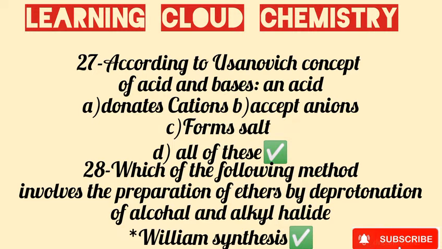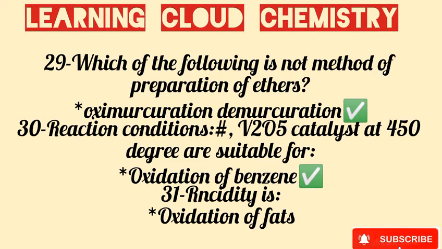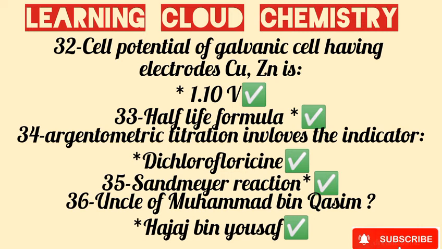Which of the following methods involves the preparation of ether by the deprotonation of alcohol and alkyl halide? Williamson synthesis, a process by which we can prepare ether by deprotonation. Which of the following is not a method for the preparation of ether? Oxymercuration-demercuration. Reaction condition of vanadium pentoxide catalyst at 250 centigrade is suitable for the oxidation of benzene. Rancidity is the oxidation of fats; rancidity means spoilage of oil, and this is due to fats.